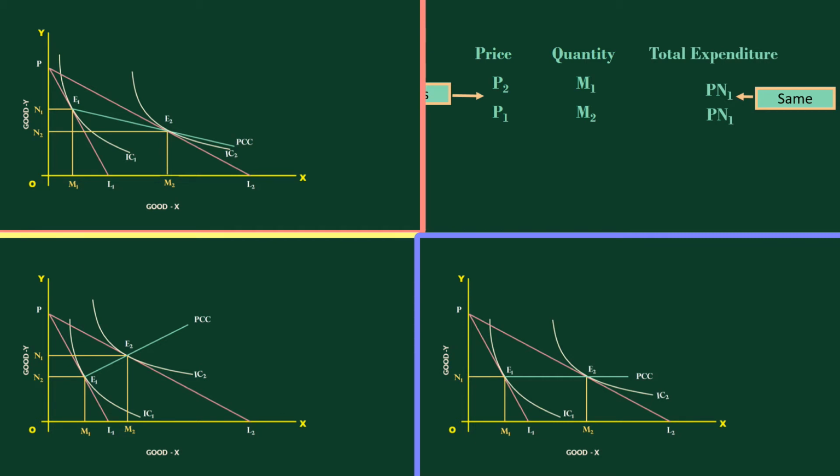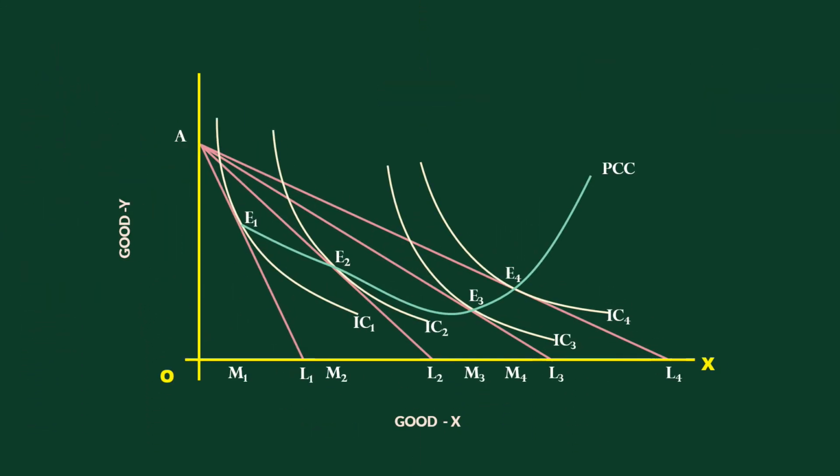In our example, we have seen three different shapes of price consumption curve. This need not be the case always. At times, the price consumption curve incorporates all the three shapes within itself. Look at this graph. The price consumption curve slopes downwards. After reaching the minimum, it slopes upward.